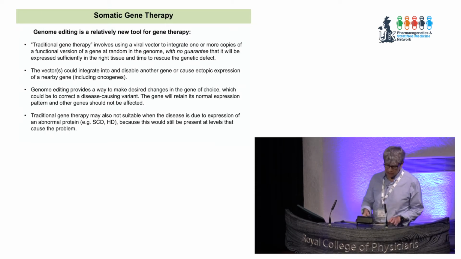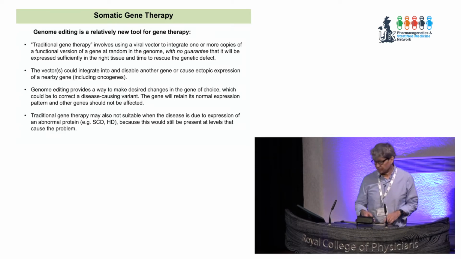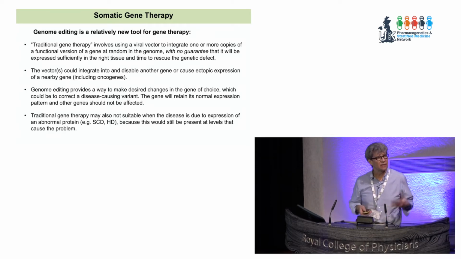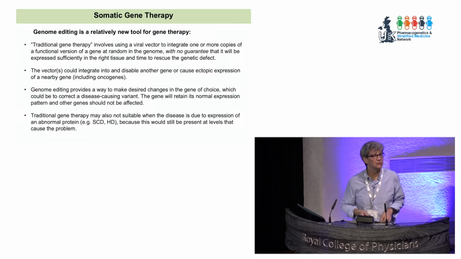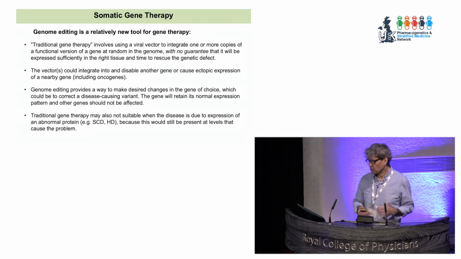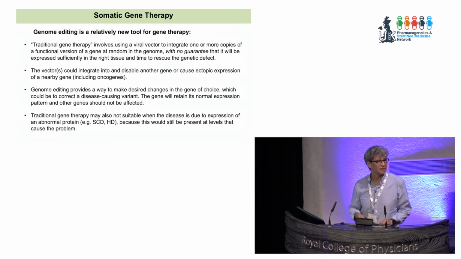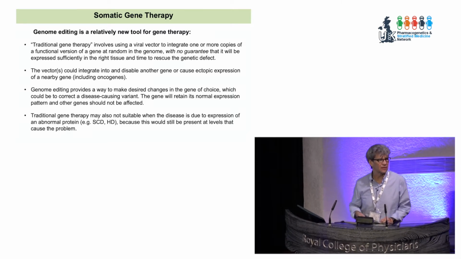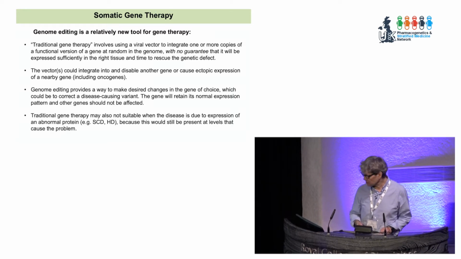Okay. So with respect to somatic gene therapy, genome editing is, of course, a relatively new tool for gene therapy. Traditional gene therapy, as you will know and you will hear subsequently, involves using a viral vector to integrate one or more copies of a functional version of a gene basically at random in the genome. Hope that it's going to be expressed in the right place at the right time and at levels which are going to have therapeutic benefit. So there's some random aspect to all of that, of course.